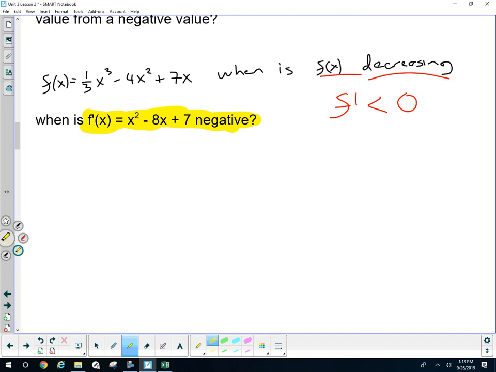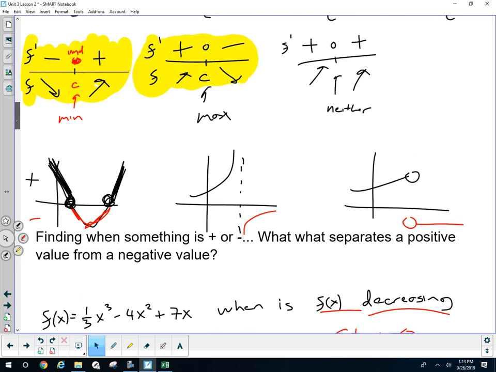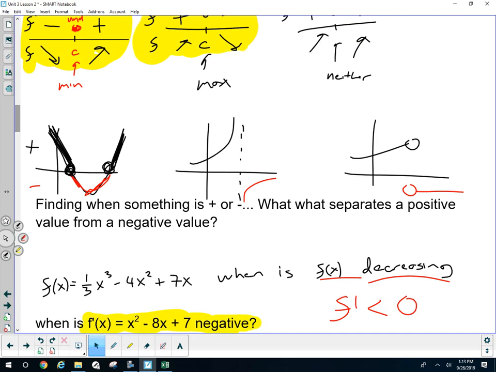Like I said before, zeros or undefined values are important. The reason why we're finding critical points is because zeros or undefined values are important. If I know where my zeros are located, I know that inside or outside, all of my signs are going to be the same. So if I know where my zeros are, I'll be able to figure out where my negative values are.